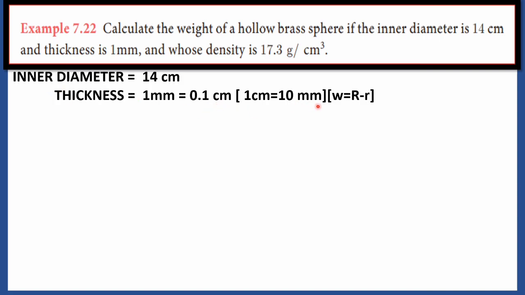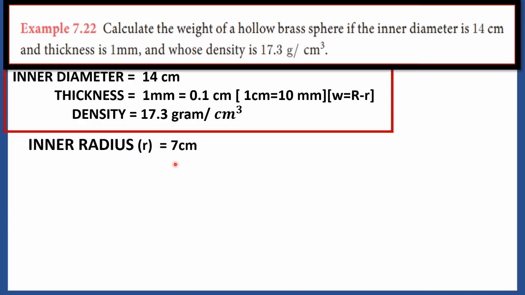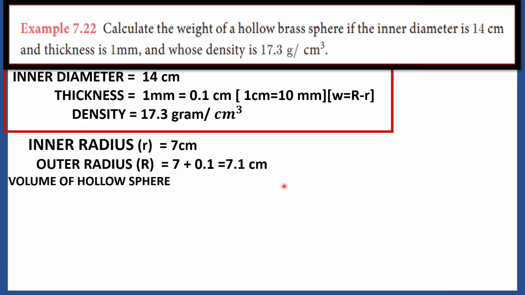Here thickness is nothing but the difference between outer radius and inner radius. Density equal to 17.3 gram per centimeter cube. This is given. From inner diameter we have to find inner radius, half of the diameter, half of 14, 7 centimeter. Outer radius, we have to add this inner radius to thickness, 7.1 centimeter. We have to find the weight of a hollow brass sphere.